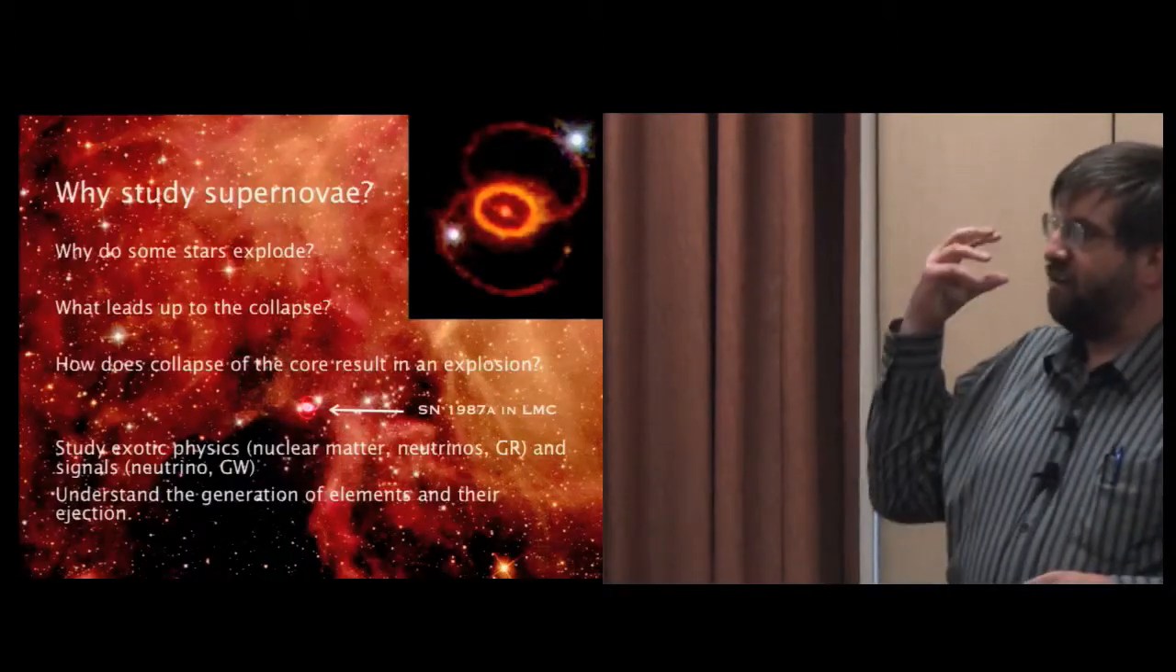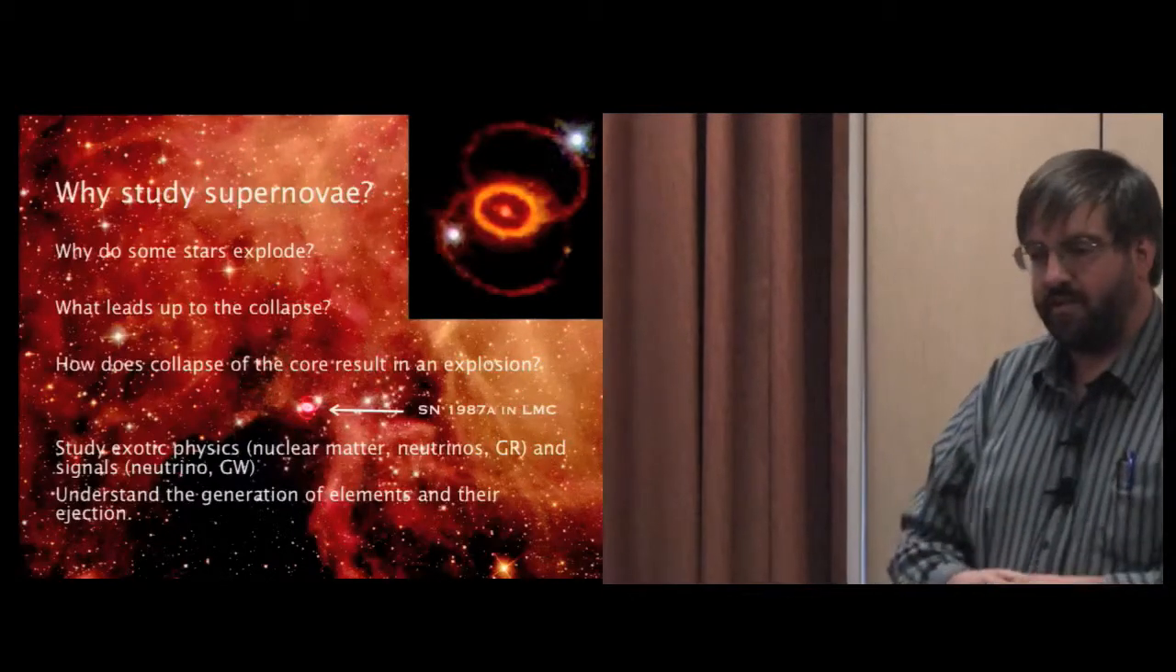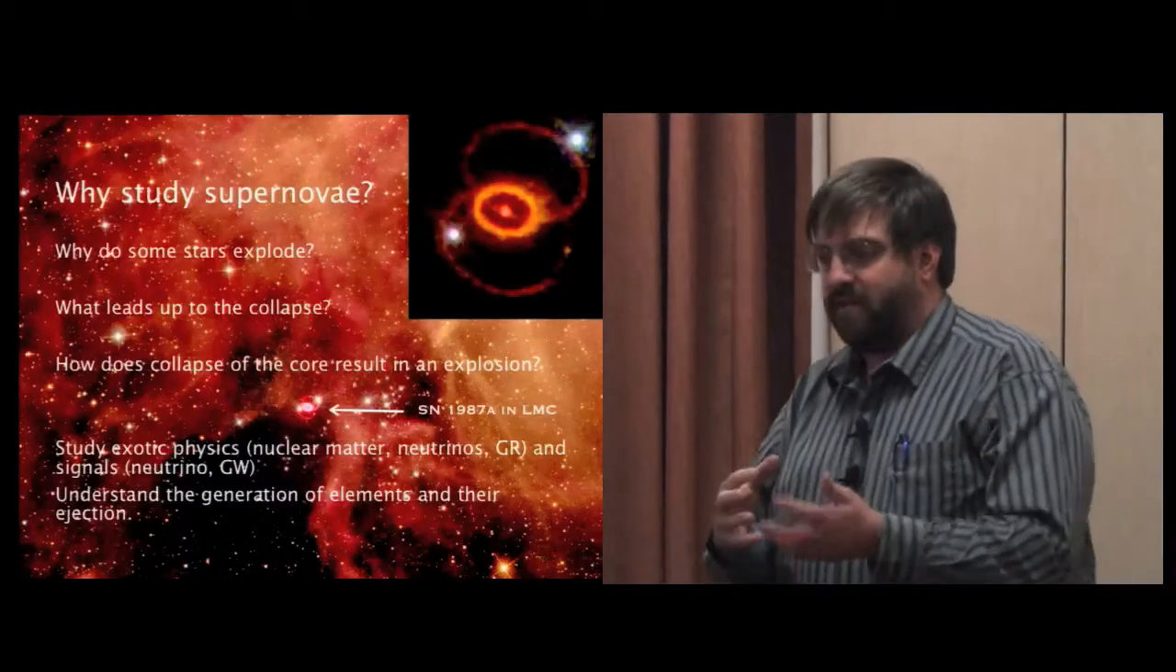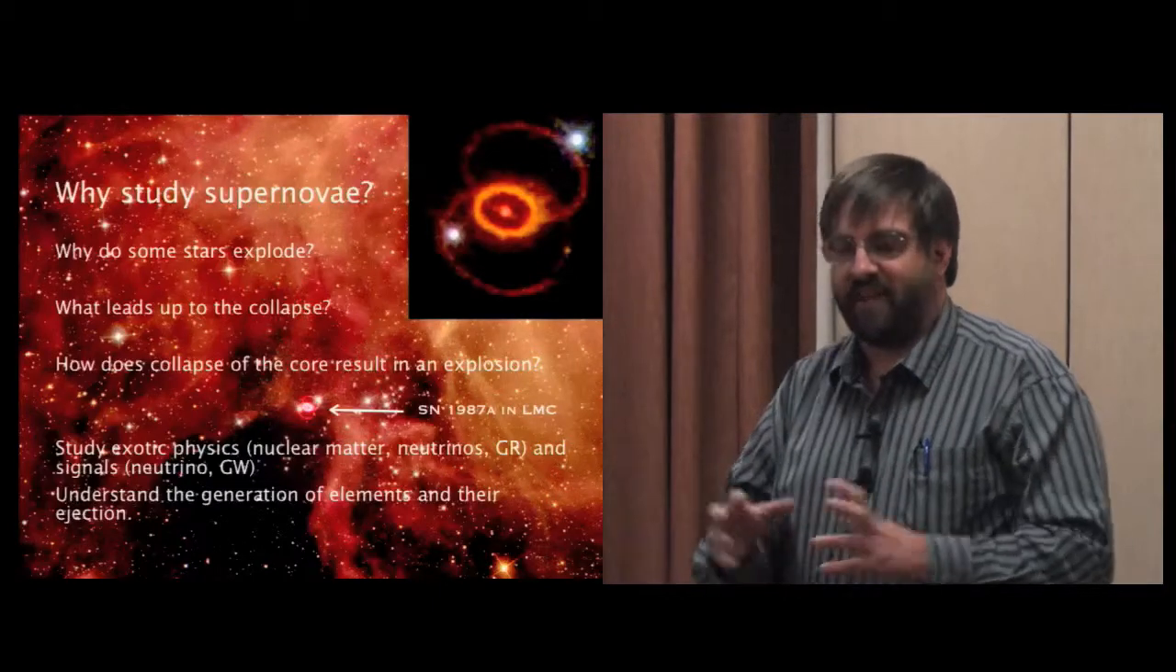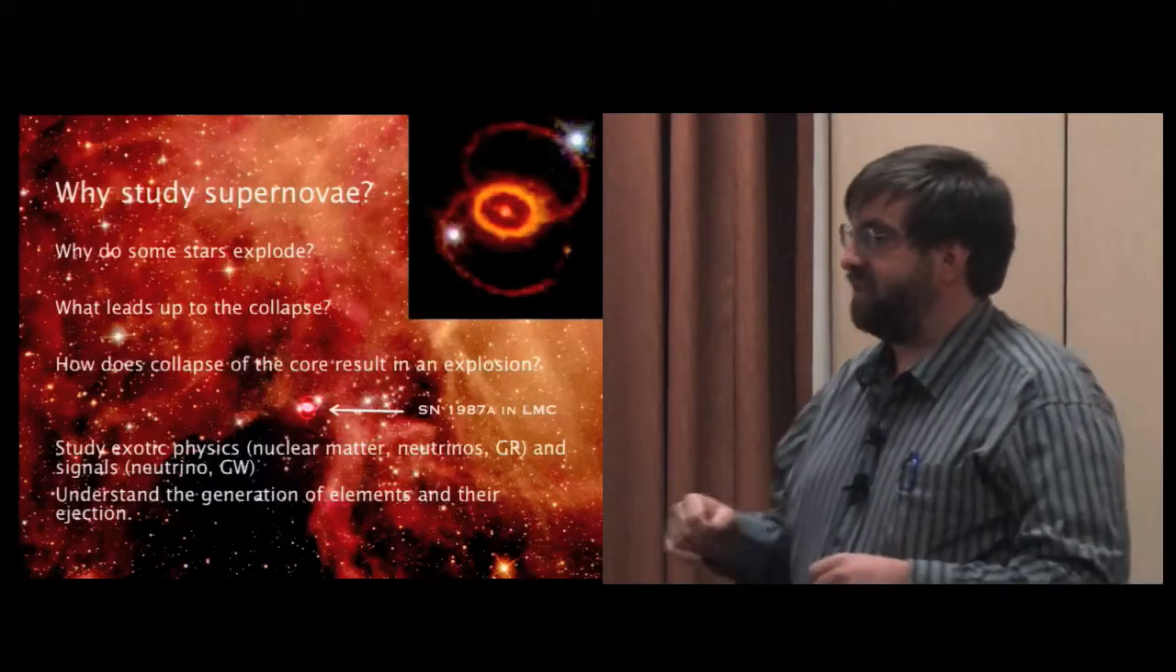We want to understand, how does that collapse of the core result in an explosion? How do you transfer a few percent of that total collapse energy into the rest of the collapsing star?